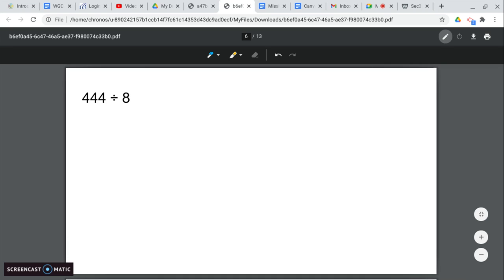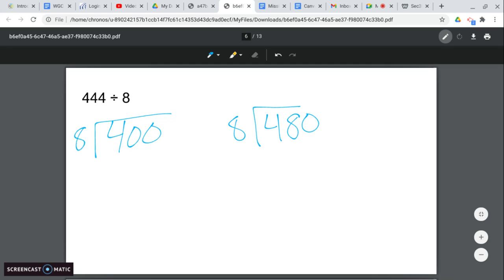8 times 5 is 40. We could also drop this down to just 400. So we could do 400 divided by 8. We could also do 480 divided by 8. So high end and low end. So looking at either or. So 8 can go into 40 5 times. So we have 40 minus 40, which is 0. Bring down our 0. So we have 50.